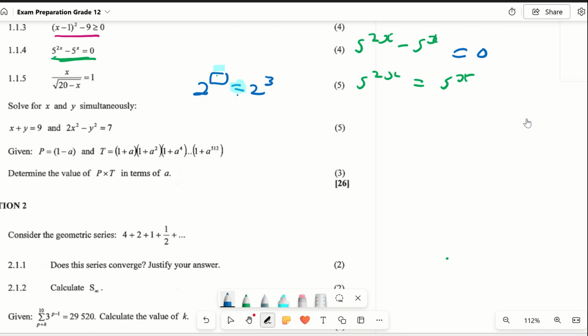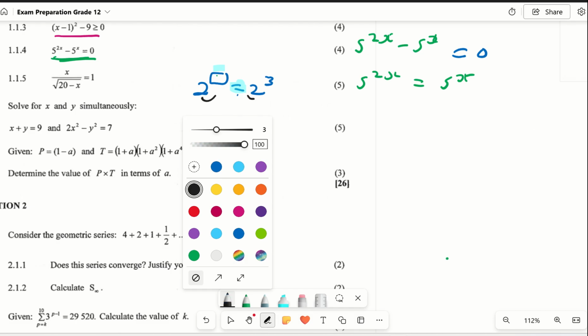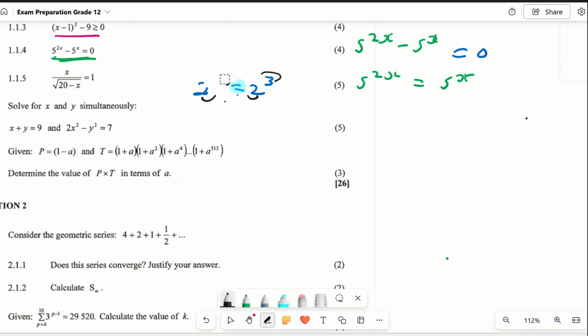The only way that these two sides could be equal, because this means equal, is if what's inside the empty box is also 3. But in matric or grade 11 or whatever high school, instead of putting an empty box, they put an x. So then the bases are the same, you just equate the exponents.